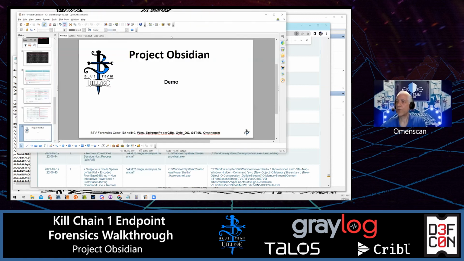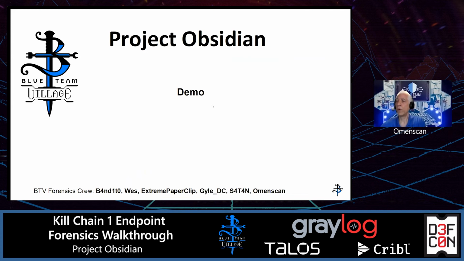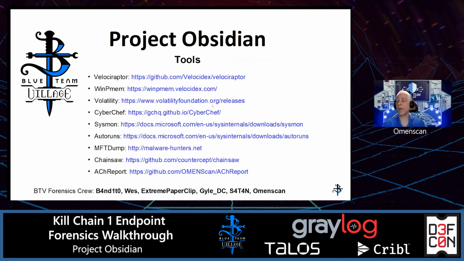Going back to our presentation, wrapping it up, here is a list of the tools that we used to do this investigation. Velociraptor to gather the data, WinPMem to collect the memory, Volatility to view the data, and CyberChef, Sysmon, Autoruns, MFT dump, Chainsaw, and ACH report.